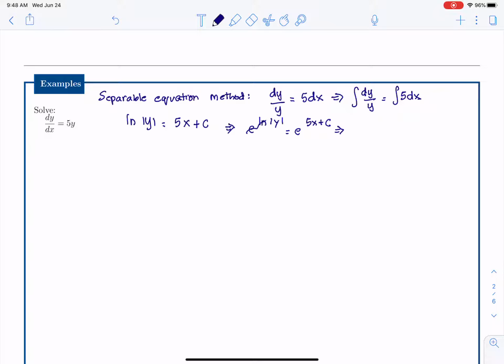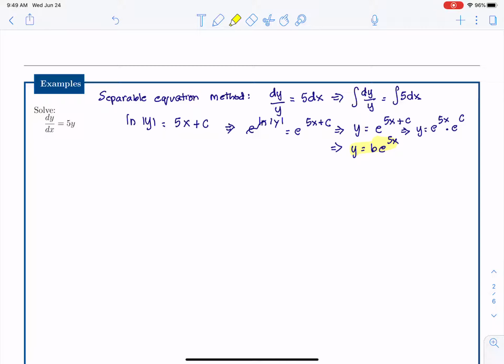The e and ln would go away, so y would equal e raised 5x plus c, which I could write as e raised 5x times e raised c, using the property of exponents. Since e raised c is a constant when c is a constant, I could simply write this as some constant, say b, times e raised 5x. So that is the solution by using the separable equation method.